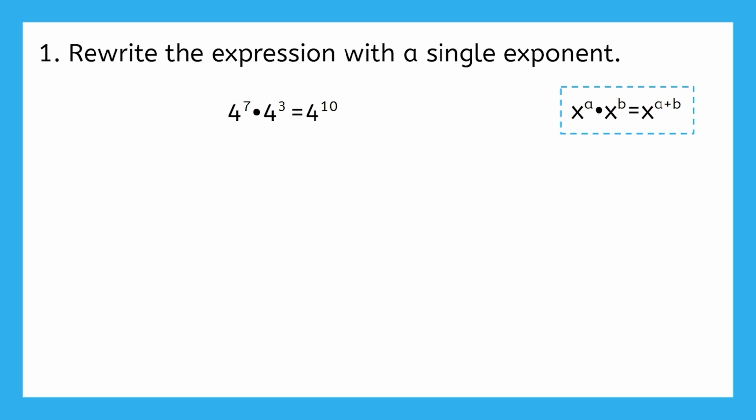Notice that the base doesn't change. We don't have to multiply 4 times 4 together because that's what our exponent represents. It's already built in.